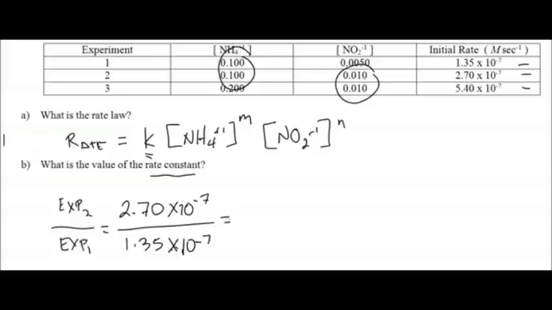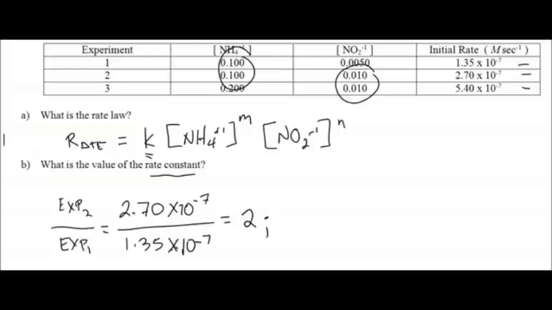You don't necessarily have to do it that way, but in my experience I found that it's a little bit easier. So if I look at these 2 values here, and if you need a calculator, that's fine, 2.70 times 10 to the negative 7 divided by 1.35 times 10 to the negative 7 actually equals 2. What that's saying is that the conditions in experiment 2 are twice as fast as the conditions in experiment 1. So experiment 2 is twice as fast as experiment 1.